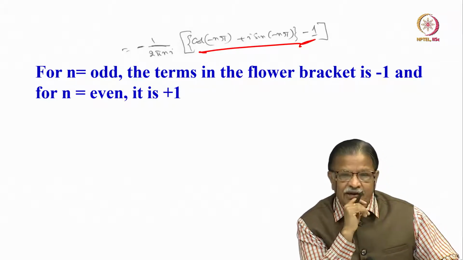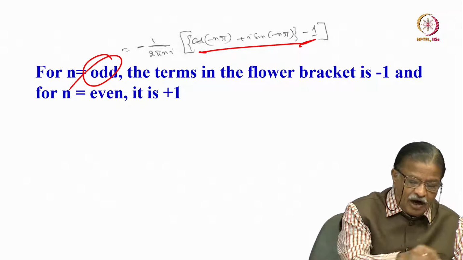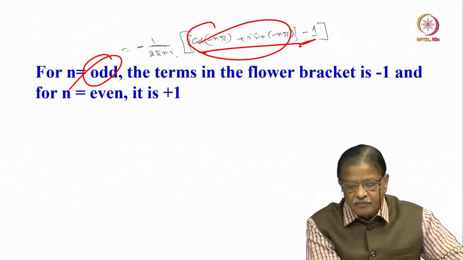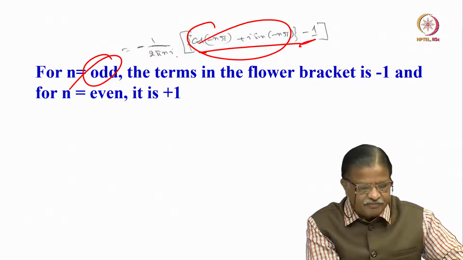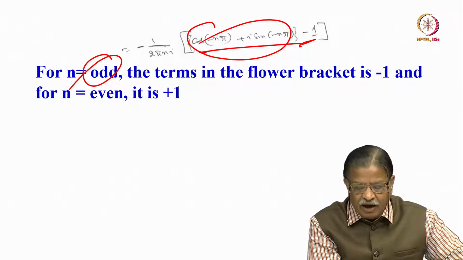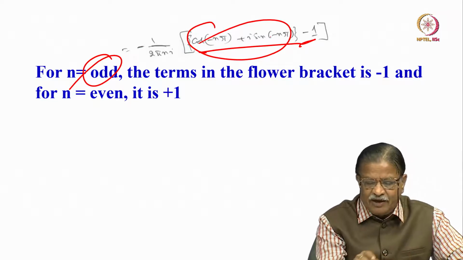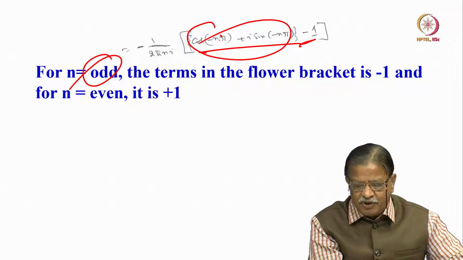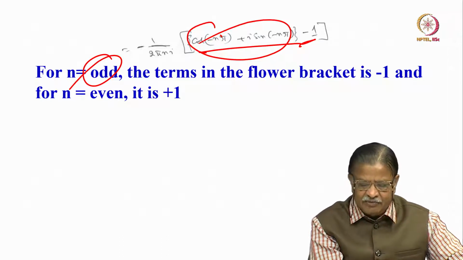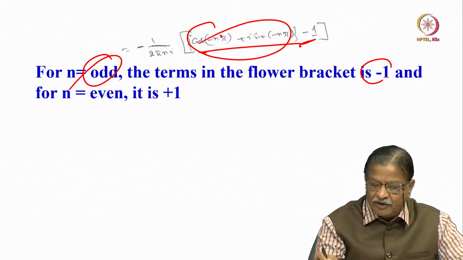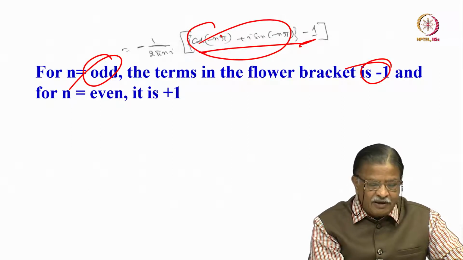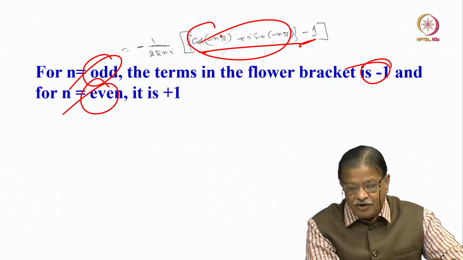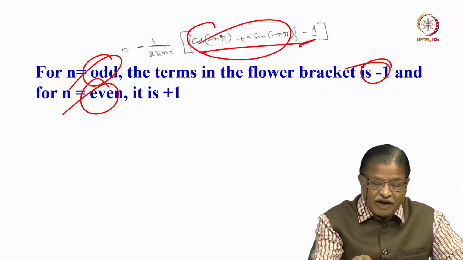So, now what will happen if you look at this function? For n equal to an odd number, the terms in the curly bracket here go to, I am sorry, minus 1. If you calculate this term by putting n equal to 1, 3 and 5, it is a simple trigonometrical function. You put n equal to 1, 3 and 5, all odd terms, then you find the bracket turns out to be minus 1. And for n equal to even, it is going to be plus 1. Now, when it is plus 1 and minus 1, what is going to happen?